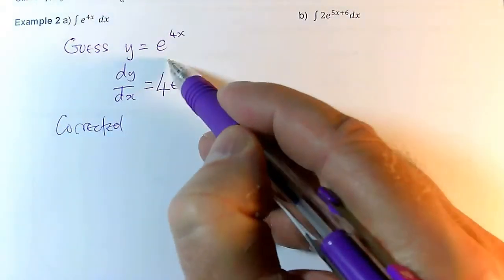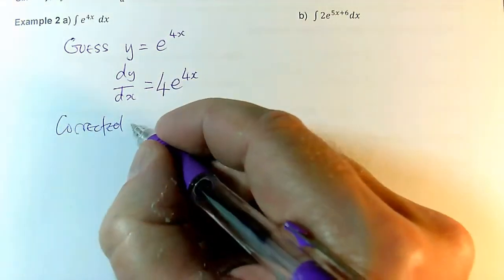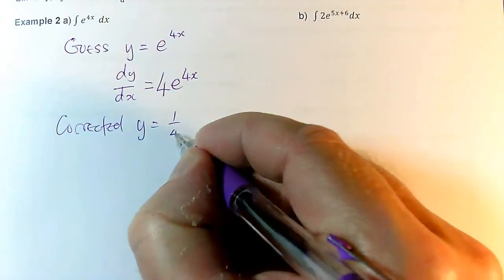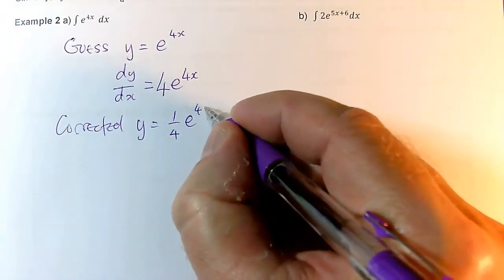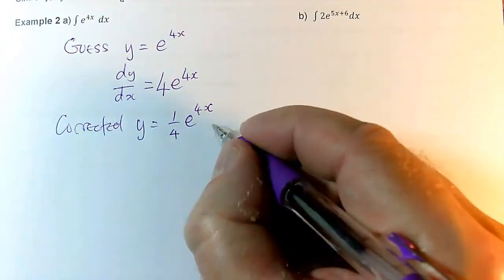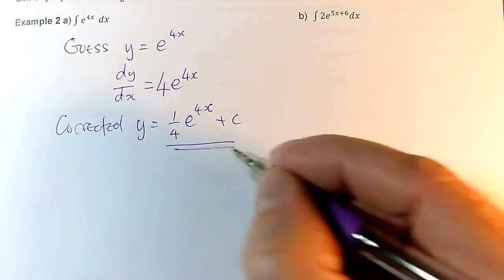So how do I have to change this so I don't get that 4? Well, the answer is I need to put a quarter in front of it to counteract the 4 that's going to pop out. And that's the answer to my integral, a quarter e to the 4x plus c.